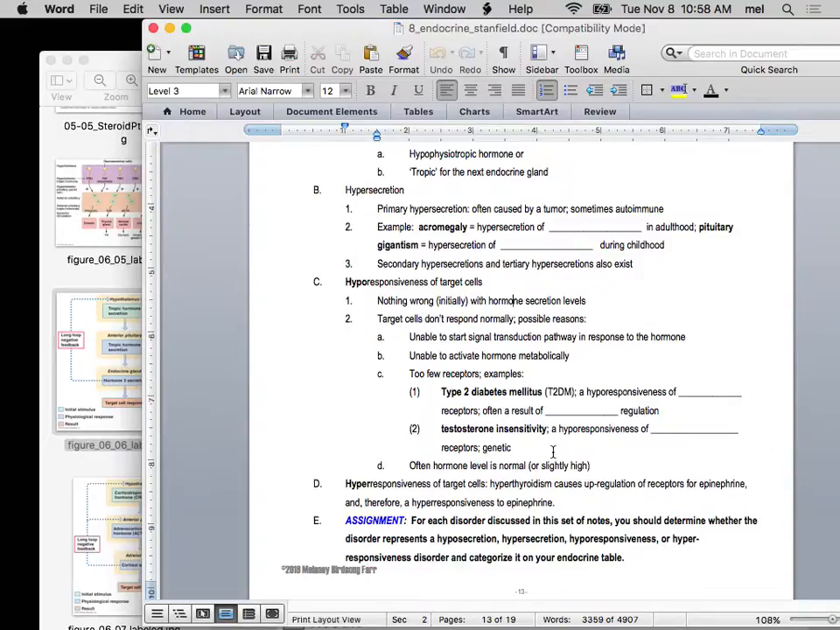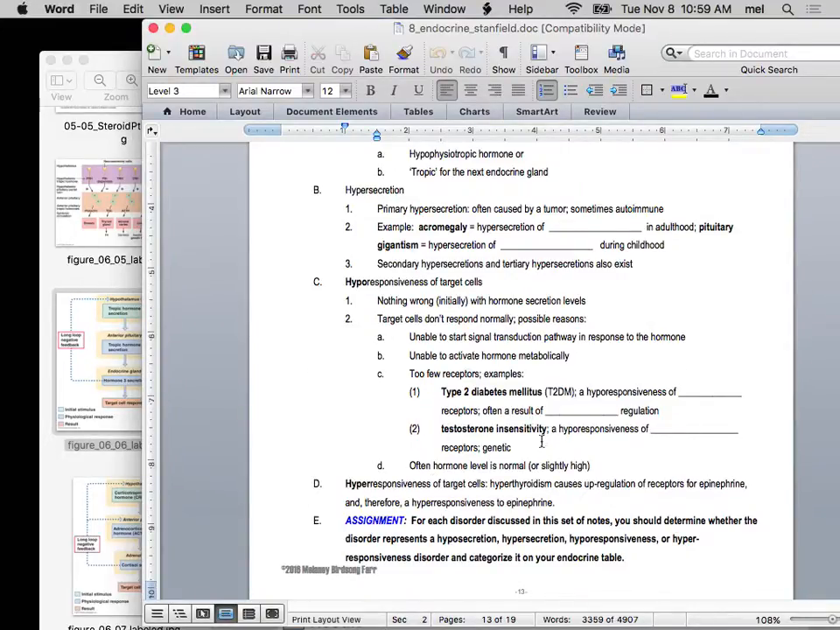So the target cells, maybe the receptor doesn't work, or maybe you can't start the signal transduction pathway, or maybe you can't activate the hormone. For instance, testosterone has to be activated by its target cells. And if the target cells don't activate it, even though you have high levels of testosterone, you're going to have symptoms of low testosterone. So that's a responsiveness problem, okay? Or you can have too few receptors, okay?